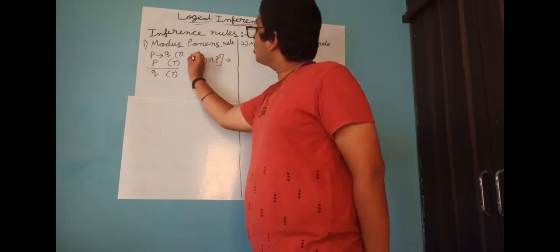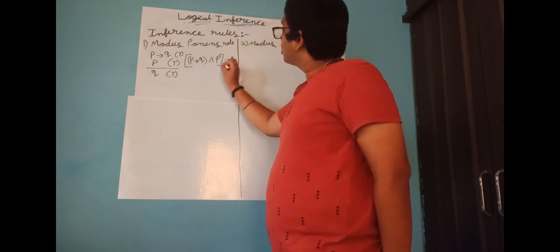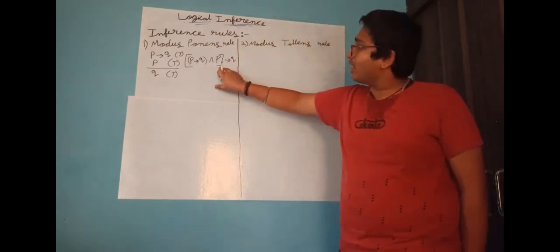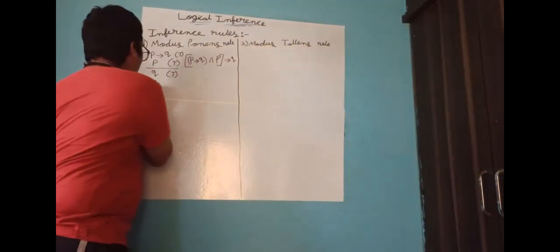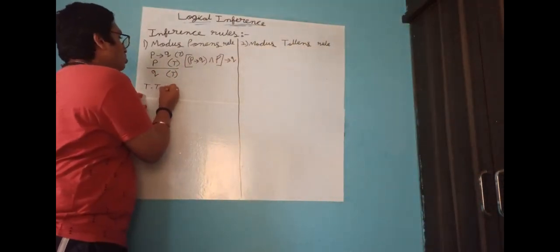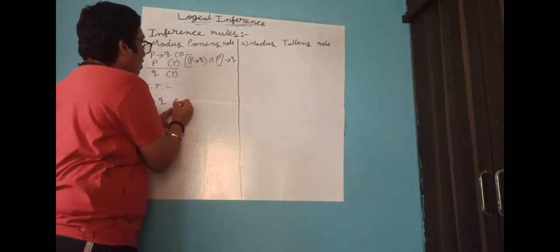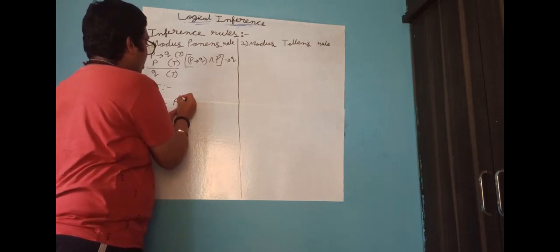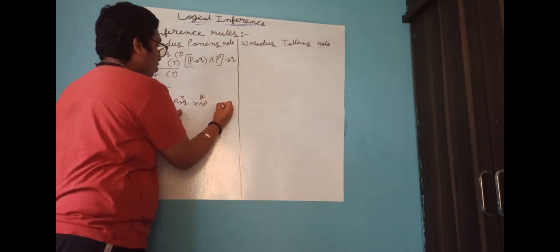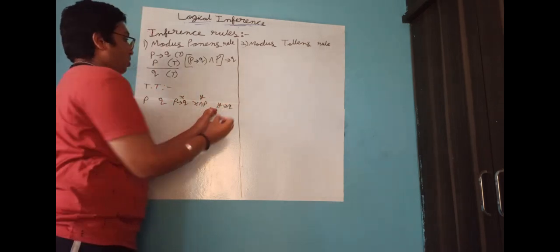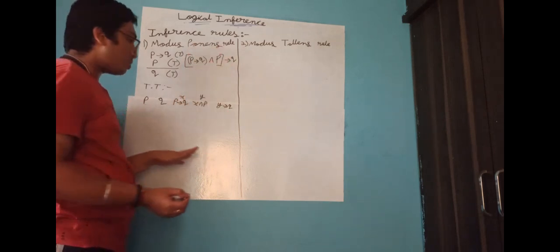If this entire thing is true, then Q is also true. This means we need to get a tautology. Now we will draw the truth table for it, for derivation. There are only two statements, P and Q, and P implication Q. Let it be X, X and P. Let it be Y, Y implication Q. If we get a tautology, then the modus ponens rule will be verified.